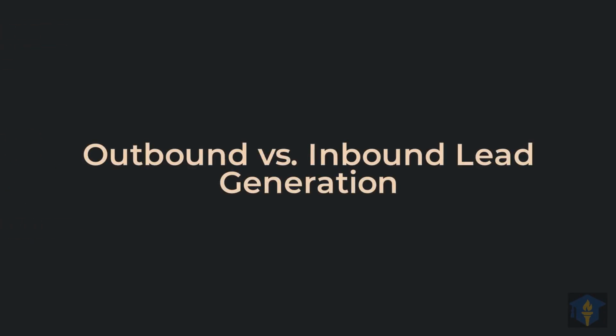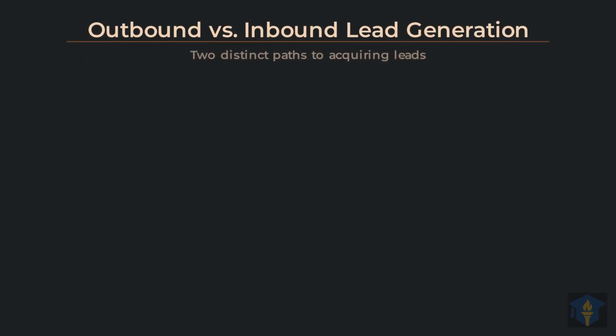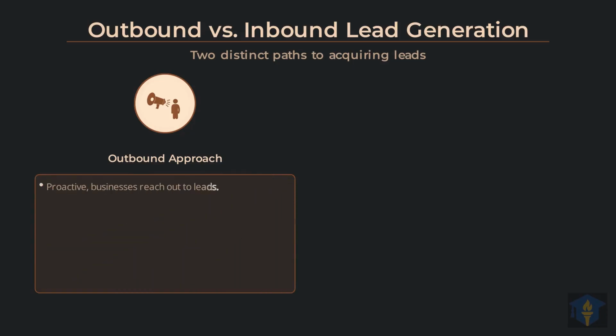Now, let's compare 2 fundamental approaches: outbound versus inbound lead generation. These are 2 distinct paths, each with its own strategies, for acquiring valuable leads for your business. The outbound approach is where businesses proactively reach out to potential leads, initiating the contact. It's a proactive strategy where you directly contact prospects, rather than waiting for them to find you.